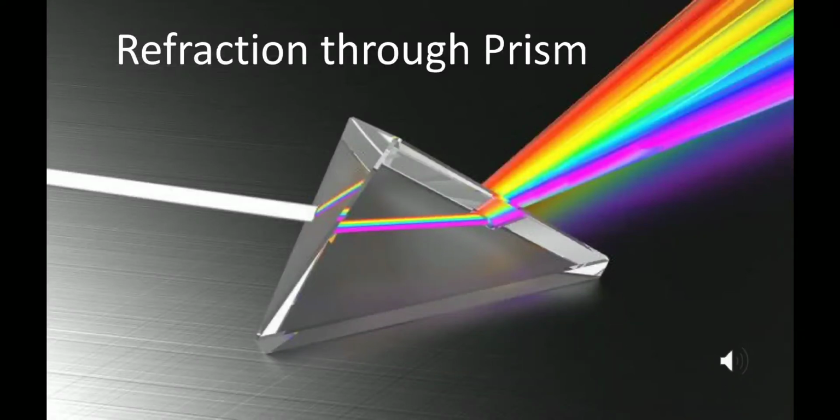Hello students. In the last class we studied refraction, its phenomena, how it occurs, and what a medium is. Today we are taking up the prism. What is a prism? How does refraction take place in a prism? What are the factors which affect it? All this we are going to study here. So we begin with the prism from the next slide.